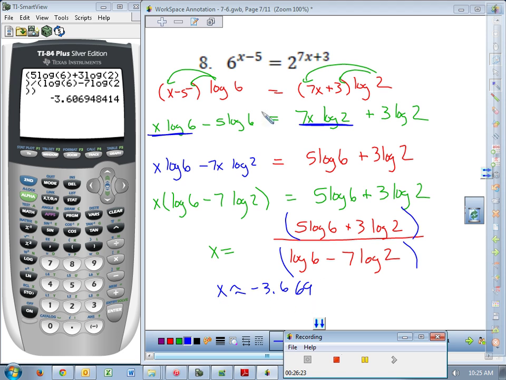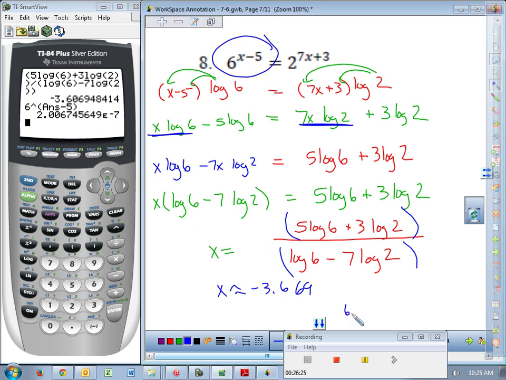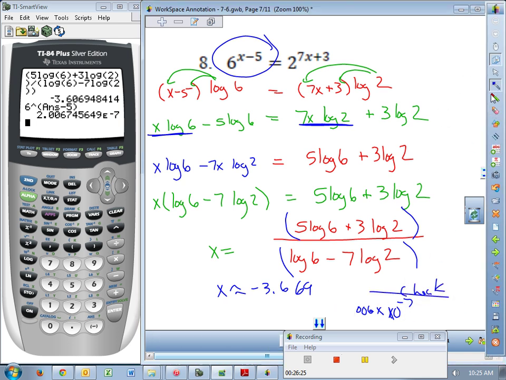So here's my x. First thing I want to do is use it. So I'm going to do 6 to the, do I need parentheses? Yes. X, which is my previous answer, minus 5. Y'all good with that? It equals, this is where we may get a different number because of how powerful our calculator is. I just jotted down 2.006 times 10 to the negative 7th. Check. Boy, that's real clear.